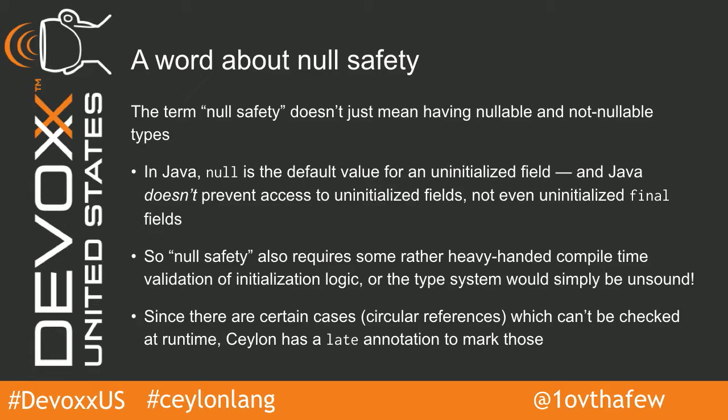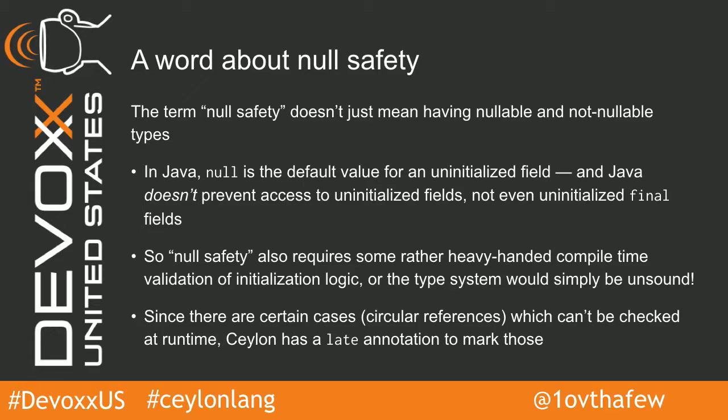Now, this is a hard problem, and the best we could do, which is pretty good, is too heavy-handed. It has too many false positives, too many cases which it'll reject which are not actually bugs. In particular, it can't handle circular references. There's no way to set up a circular reference between two objects in a way that the compiler can see is safe.